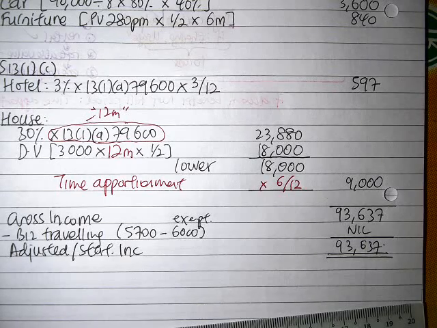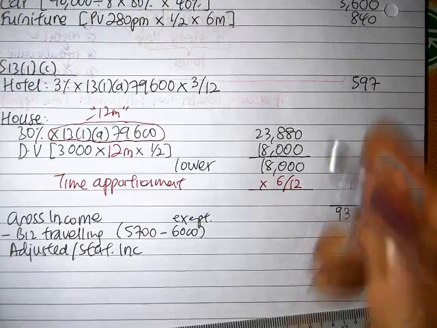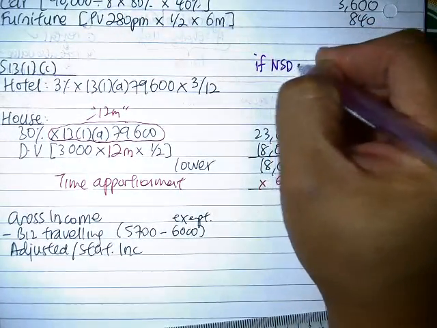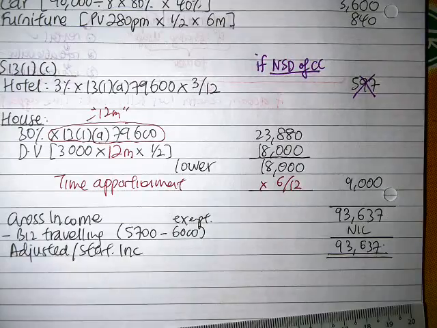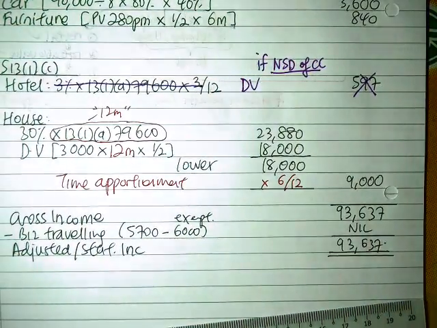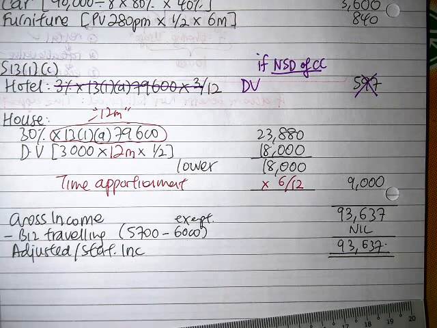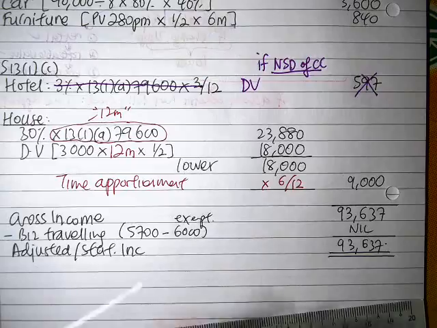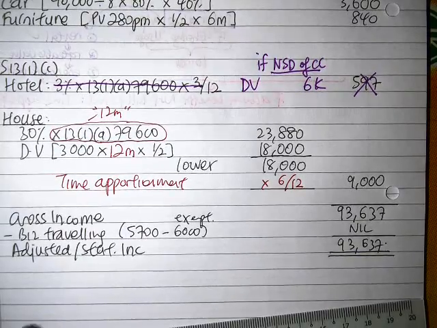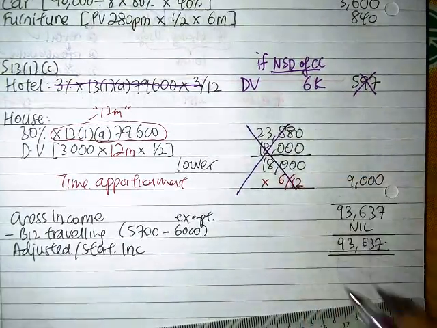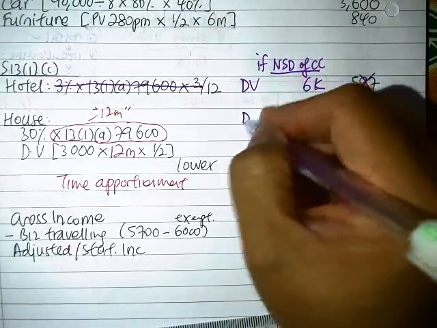Now class, what if the question stated that Brian is a non-service director of a controlled company? So I just want to do a quick change to the figures over here. Assuming he's a non-service director of a controlled company, then you will not use the formula of 3%. Instead, you will apply defined value. And the defined value of the hotel is 6,000. If we look at the house, we're not going to do the comparison as well. If it's a non-service director, we just use defined value.